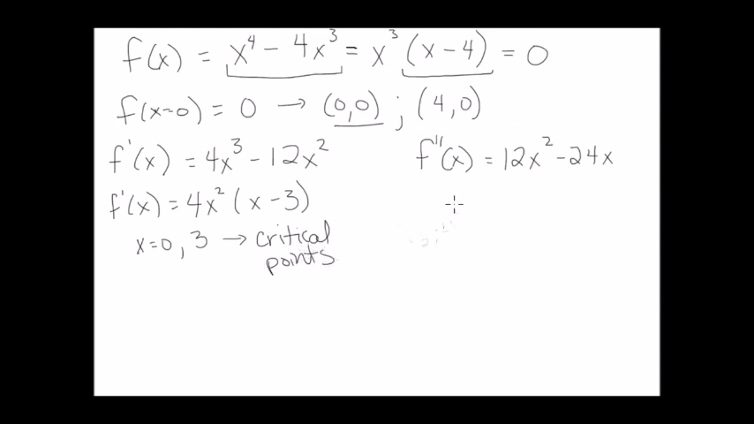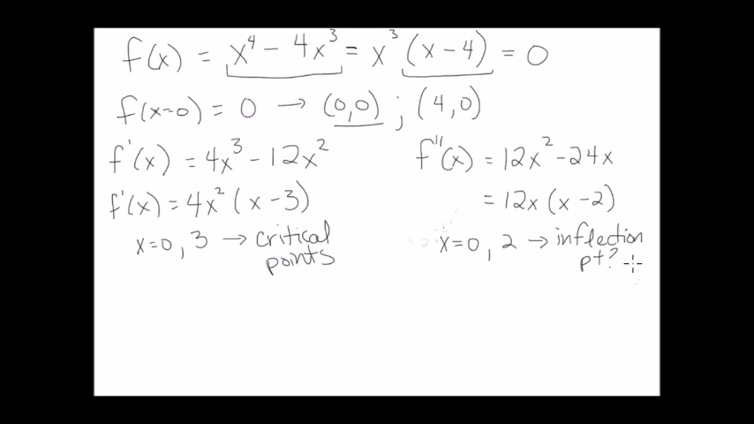I now look for any inflection points. So I'm going to look for any places where the second derivative is either not defined or is equal to 0. So here I'm going to notice that I can factor a 12x out, and I'm left with x minus 2. So that means that I might have an inflection point at either x equals 0 or at x equals 2. So now I need to ask whether or not either of those are inflection points.